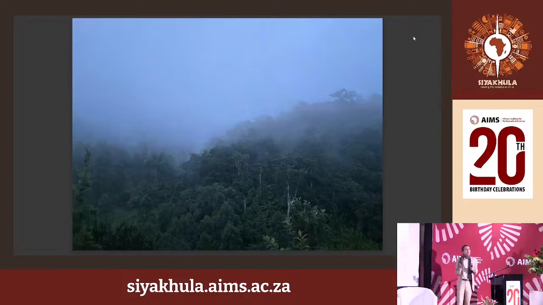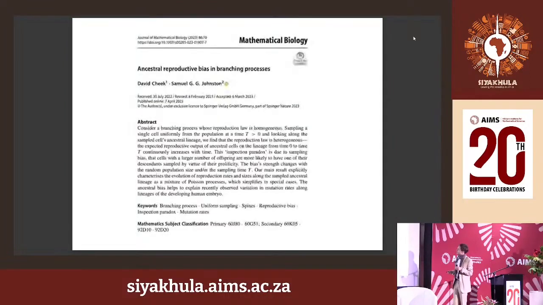There are many such biases in biology. Biologists always start taking cell samples and analyze mutation rates. Then they see that the number of mutations does not match their expectation. Usually the answer is a bias. I want to tell you a story about three very nice biases, at least one motivated by biology. I think this picture is slightly corrupted, but no matter. The title of this nice paper by David Cheek and Samuel Johnston that appeared last year is Ancestral Reproductive Bias in Branching Processes. If you paid close attention, this title sounds very similar to the title we have chosen. David Cheek and Samuel Johnston actually motivated us to write this very short paper.